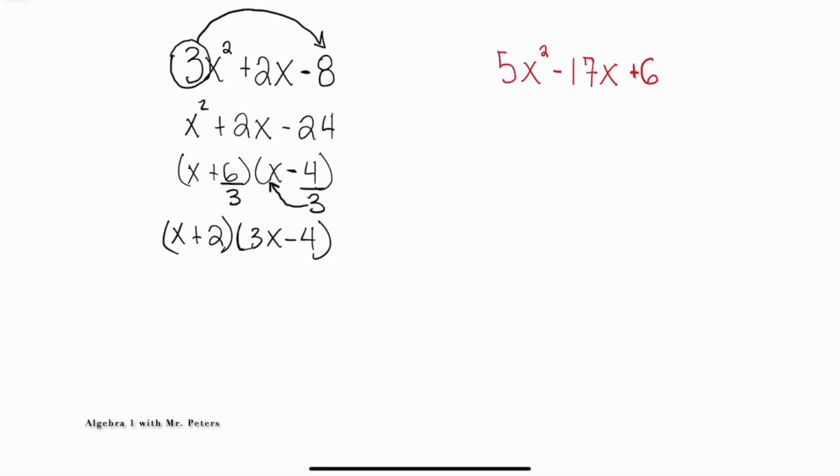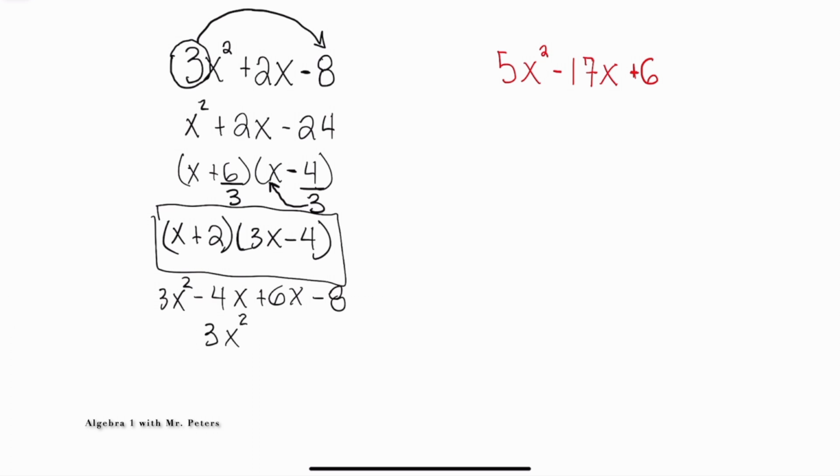And once we multiply it back, we're going to get the same expression that we started with. So if we did that, we'd have 3x squared minus 4x plus 6x minus 8. And when we combine the middle terms, this is what we're going to have as a final answer. And if you notice, oops, put the wrong number. If you notice, we have the same exact expression that we started with. So we're going to move on to the next example.